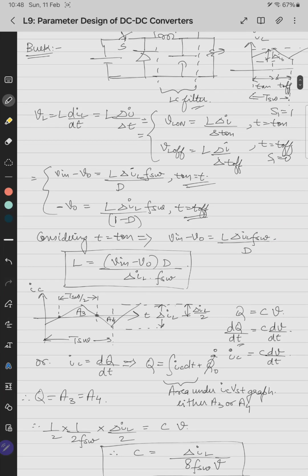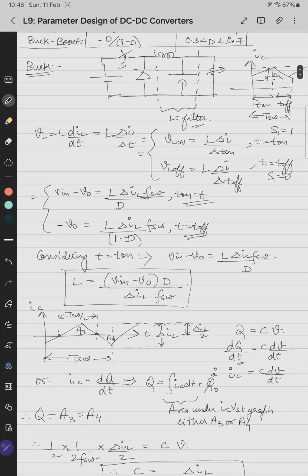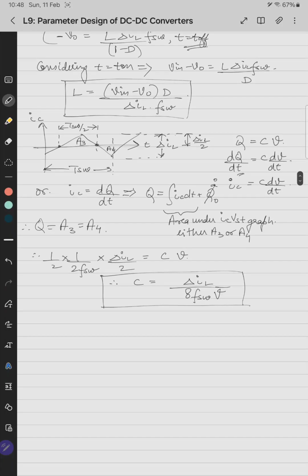So this is the approximation we did for the volt second balance, that is VL is L di by dt, which is L delta I by delta t, where we replace delta t by t on or t off. So a similar type of analysis we have to do for the capacitor for finding the capacitance. What we'll do is Q equals to CV, and dq by dt is C into delta V naught by delta T.